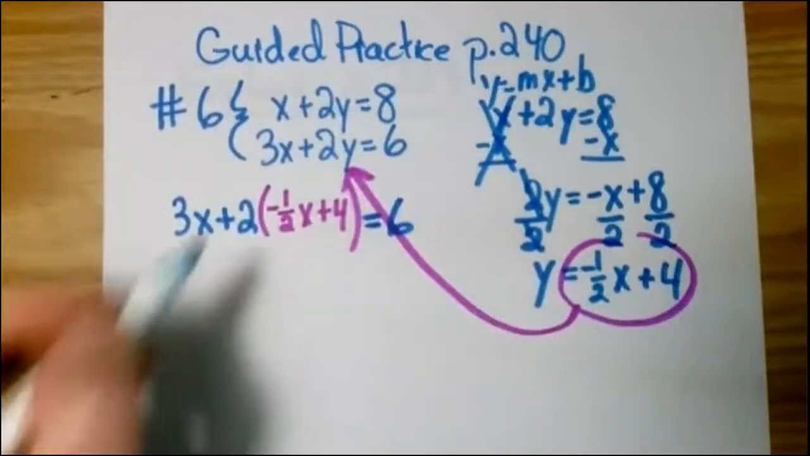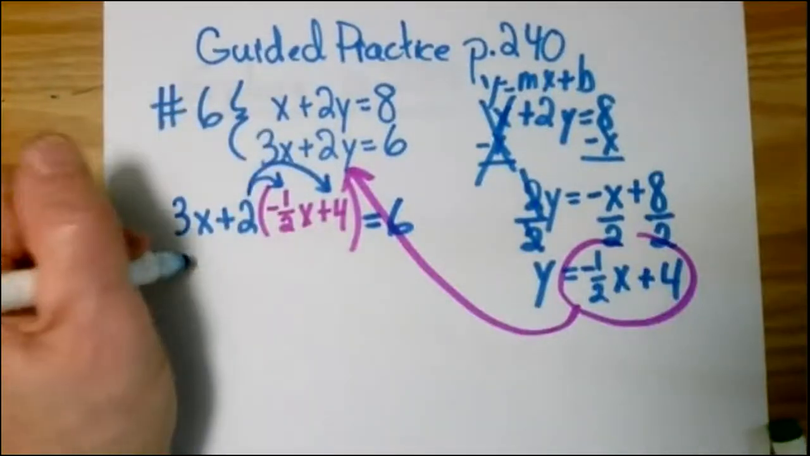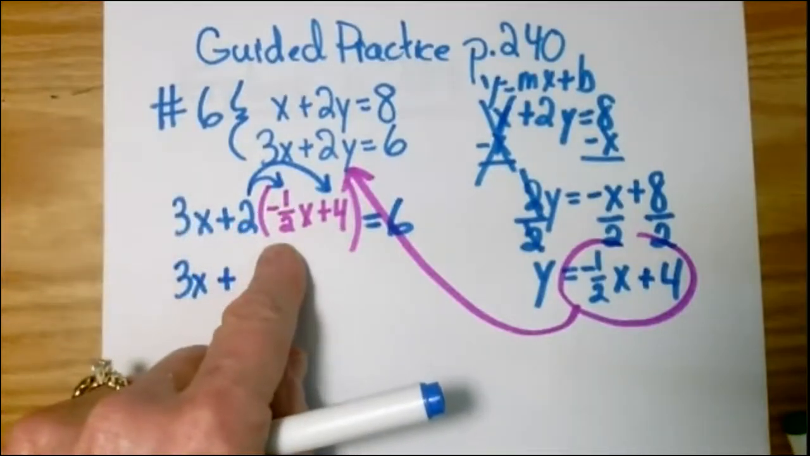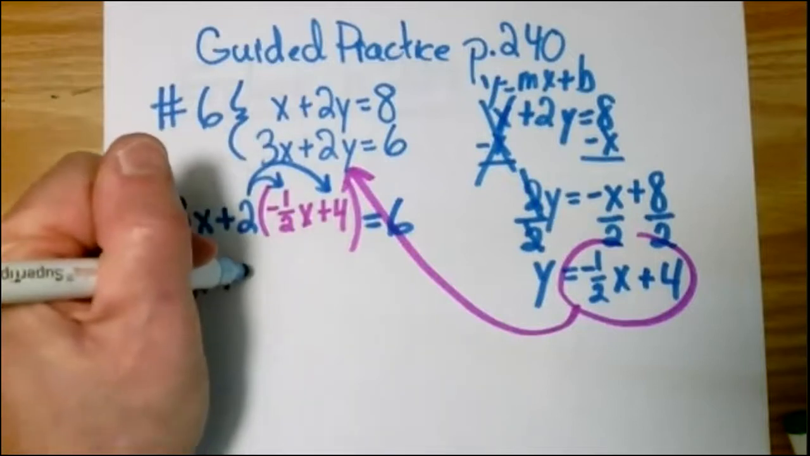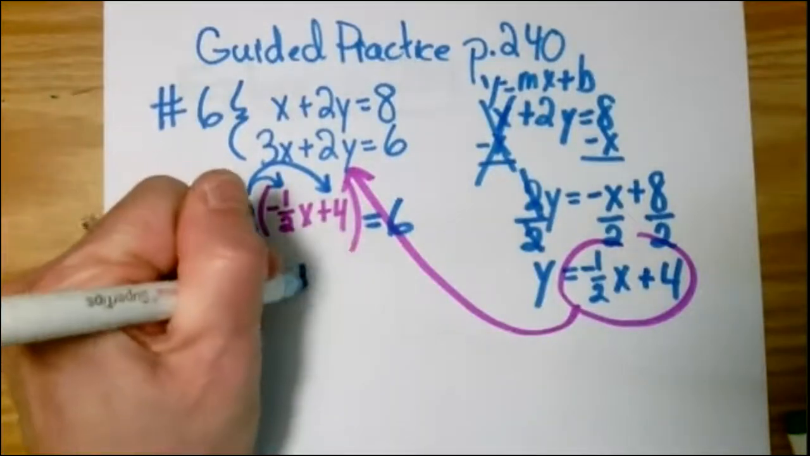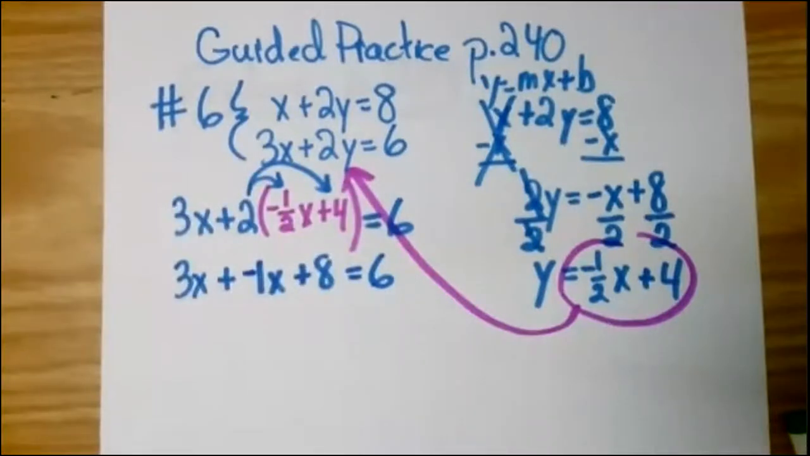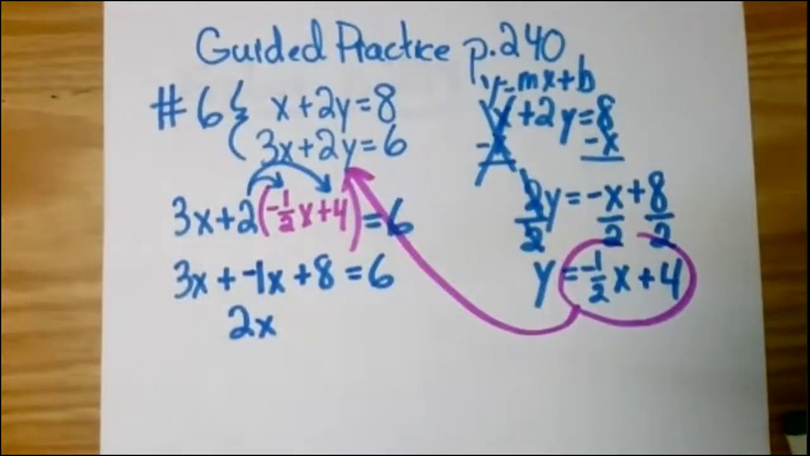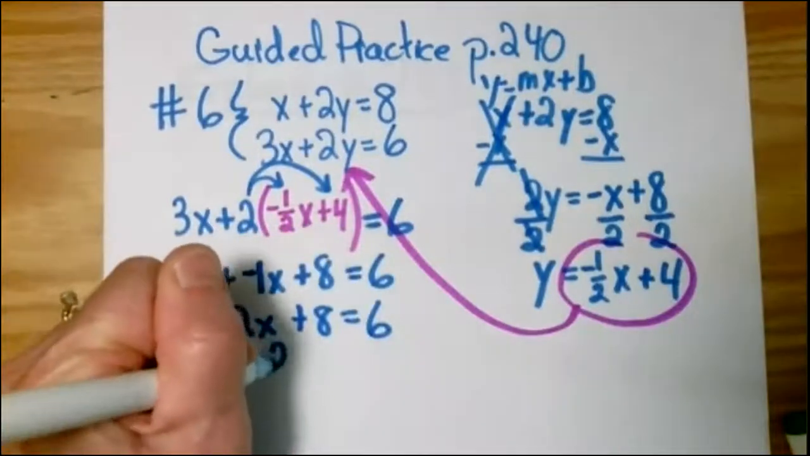Do the distributive property first. So we'll get 3x plus 2 times negative 1/2. It's going to be a negative what? Negative 1, right? X. 2 times 4 is 8 equals 6. 3x plus 1x is 2x. Plus 8 equals 6.